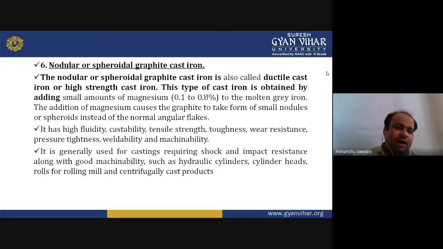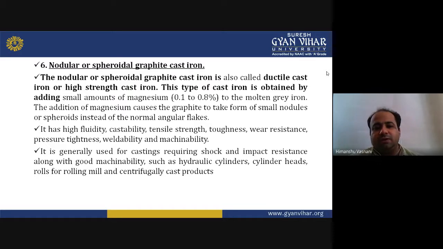So it has high fluidity, castability, tensile strength, toughness, wear resistance, pressure tightness, weldability, and machinability. See, by just the addition of some magnesium, you can understand how many properties this nodular or spheroidal graphite cast iron has. So you can understand that magnesium can do wonders.